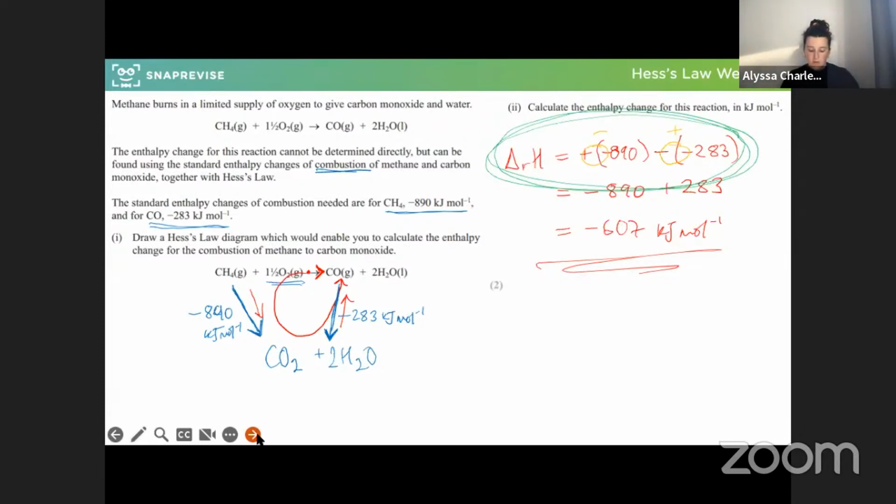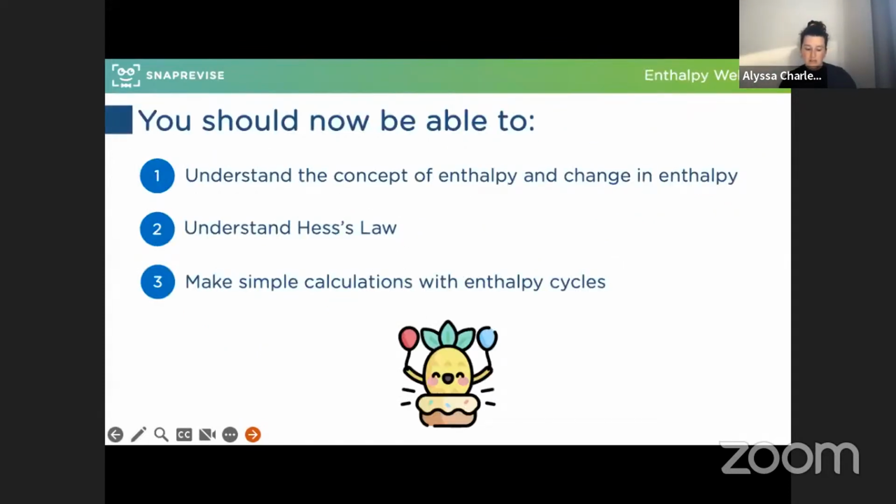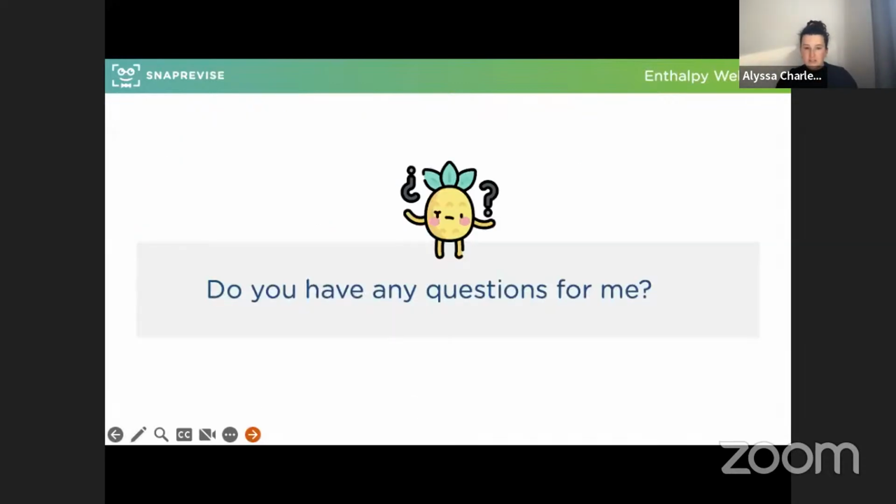Okay, so we have looked at the concept of enthalpy and change in enthalpy. We've looked at Hess's law, and we've looked at making some simple calculations with enthalpy cycles. Does anybody have any questions? If not, hopefully this has been useful to you.